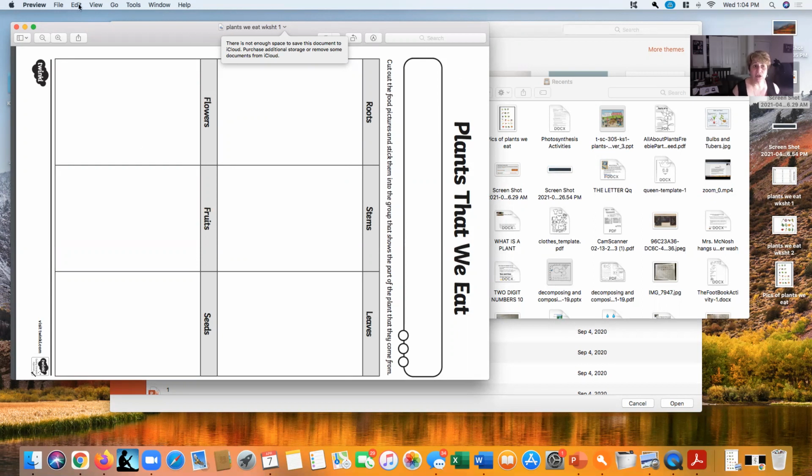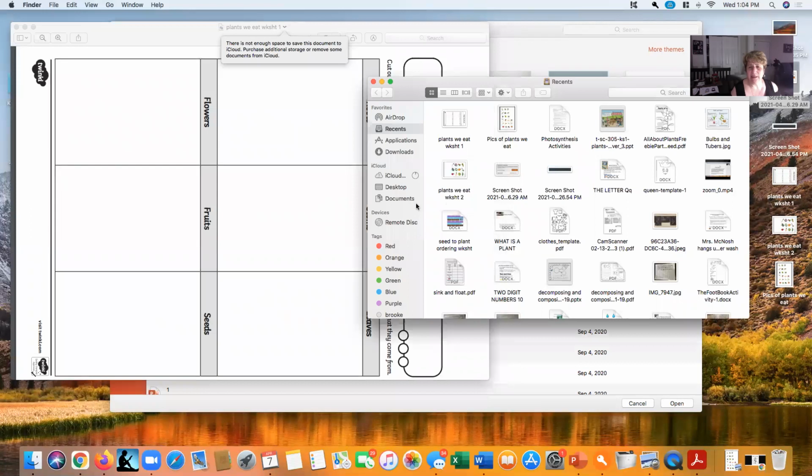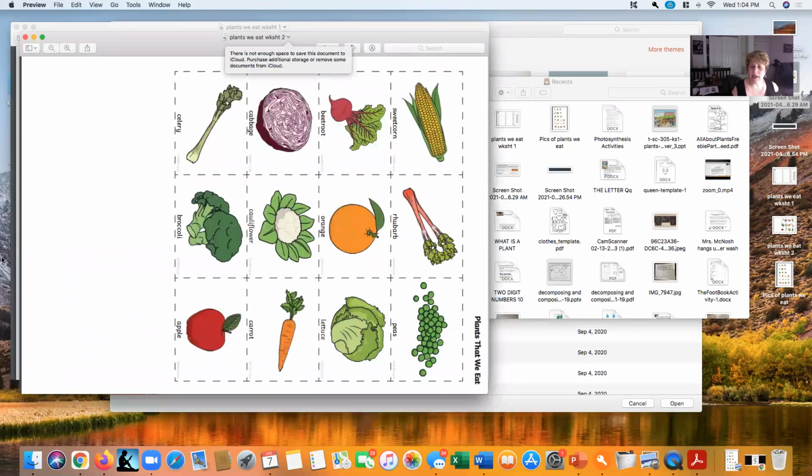And then I will send you another sheet like this. Let me show you this one. And this sheet is going to have pictures of different things that we eat. Cut out the pictures and put them where they belong, and let me know that you've learned that some of these things are seeds, some of these things are flowers, and some of these things are stems or roots that we eat.